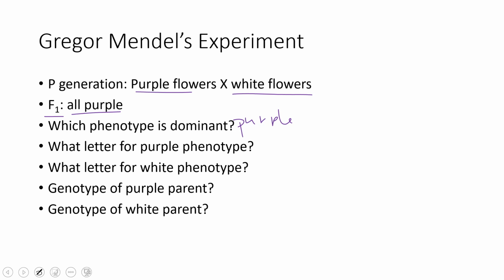Since purple is dominant, what letter are we going to use for that? Big P. What letter are we going to use for white, since it's recessive? Little p. What is the genotype of the purple parent? Because it's true breeding, it must be big P, big P. What is the genotype of the white parent? Little p, little p. We know that for 2 reasons. 1, it's true breeding, and again, all true breeding plants are going to be homozygous. But 2, it has white flowers, and the only way you can have an organism show the recessive allele is to have 2 copies of the recessive allele. So since it's white, it must be little p, little p for white.